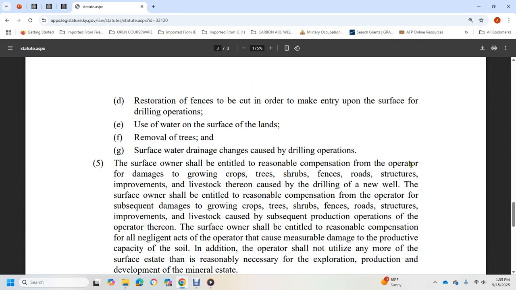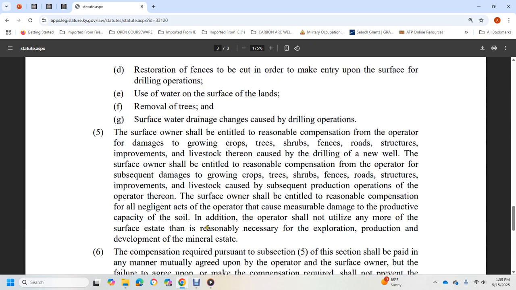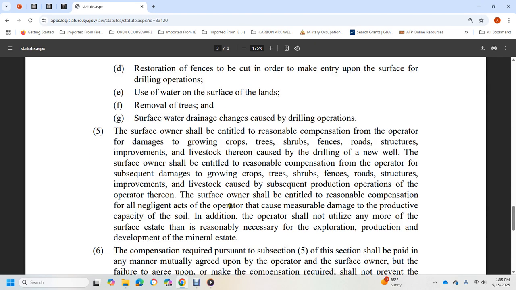The surface owner shall be entitled to reasonable compensation from the operator for damage to growing crops, trees, shrubs, fences, roads, structures, improvements, and livestock thereon caused by drilling a new well. The surface owner shall also be entitled to reasonable compensation for subsequent damage to growing crops, trees, shrubs, fences, roads, structures, improvements, and livestock caused by subsequent production operations of the operator thereon. The surface owner shall be entitled to reasonable compensation for all negligent acts of the operator that cause measurable damage to the productive capacity of the soil.